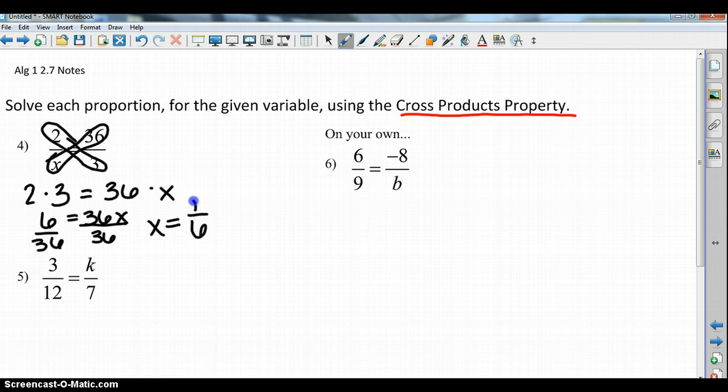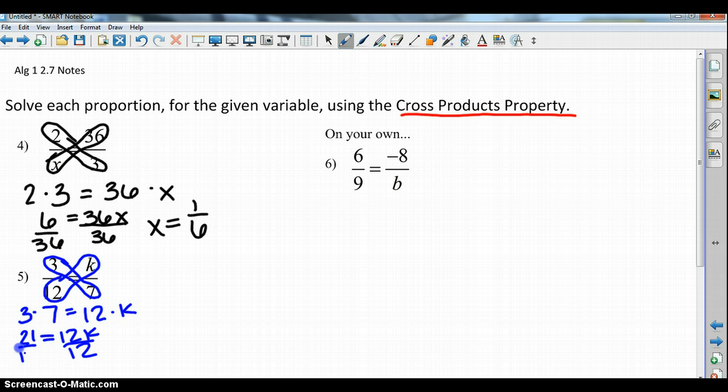So for number 5, sorry, I was getting my numbers mixed up. For number 5, we do the same thing. We can see 3 and 7 cross, and 12 and k cross. So we're going to do 3 times 7 is equal to 12 times k. And that will equal 21 is equal to 12k. Divide by 12.